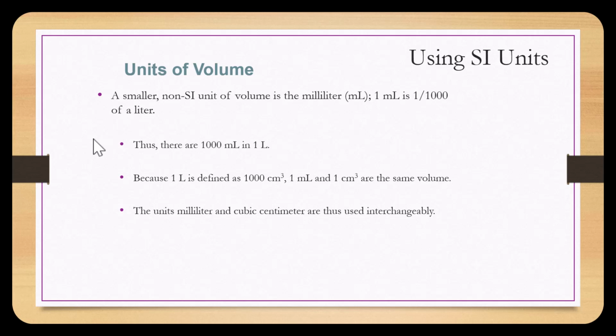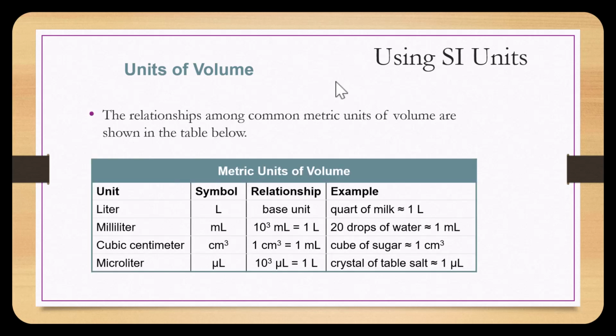1 milliliter and 1 cubic centimeter are the same volume. The units milliliter and cubic centimeter are thus used interchangeably. The relationship among common metric units of volume are shown on the table below. 1 liter is about the same as a quart of milk. A milliliter is about 20 drops of water. A cubic centimeter is about the same size as a cube of sugar. And a microliter is about the size of a crystal of salt.